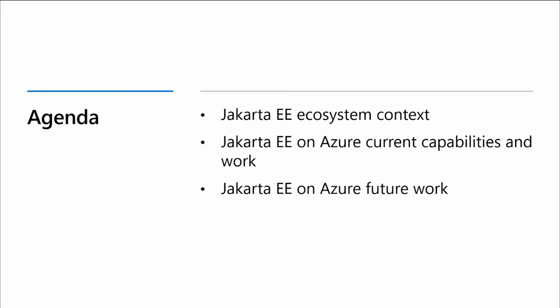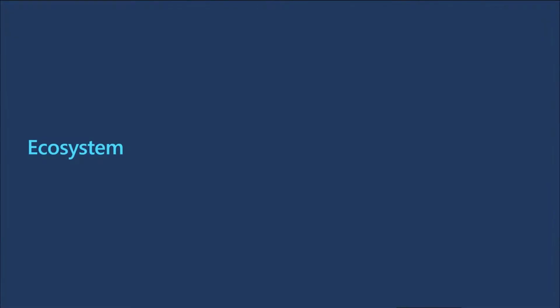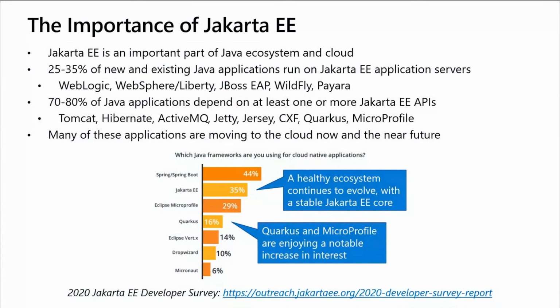Okay, so let's get started with the ecosystem. As you all probably know, Java EE or Jakarta EE is a very important part of the Java ecosystem on the cloud. If you look at the rough numbers historically, between a quarter to a third of all workloads are run on some kind of Java EE application server, whether that's WebLogic, WebSphere, WebSphere Liberty, JBoss EAP, WildFly, or Payara. And basically, we target all of these platforms from an Azure standpoint.